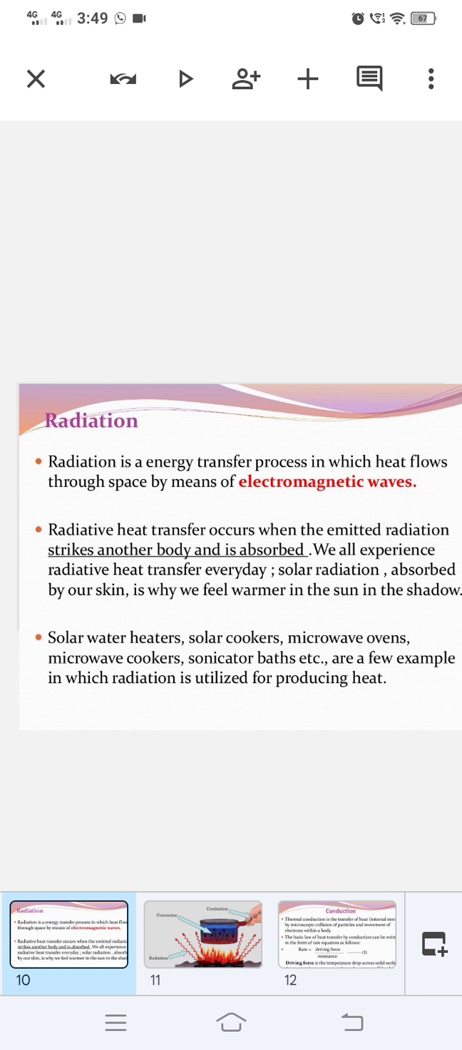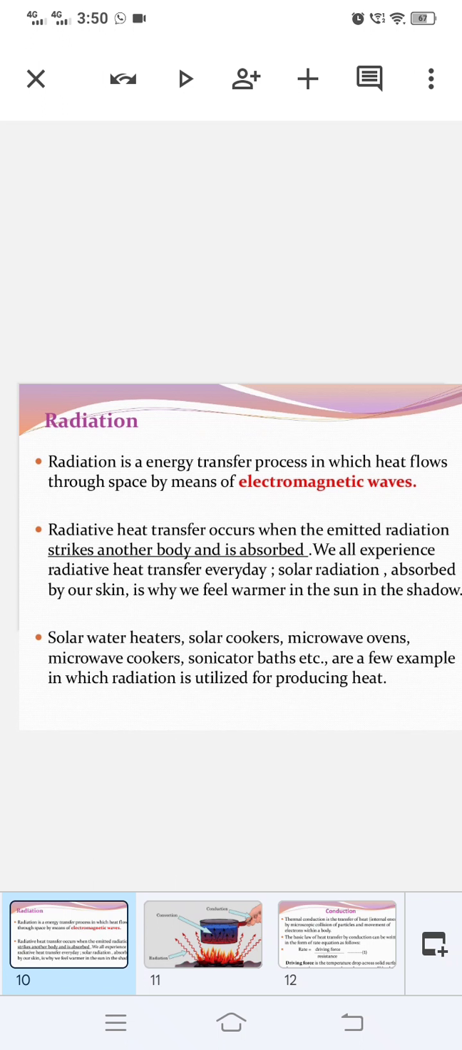Now our third heading is radiation. Radiation is the transfer of energy by means of the emission of electromagnetic radiation, known as radiation heat transfer. It is an energy transfer process in which heat flows through space by means of electromagnetic waves. So electromagnetic waves are the reason for this mechanism. Radiative heat transfer occurs when the emitted radiation strikes another body and is absorbed. Electromagnetic waves are helping the heat energy to flow.